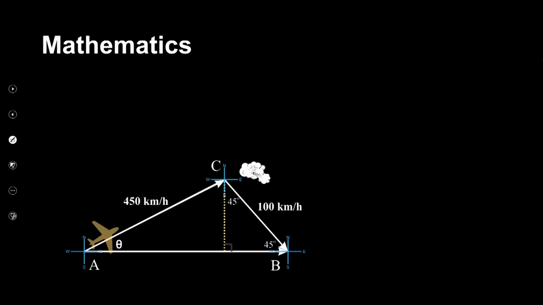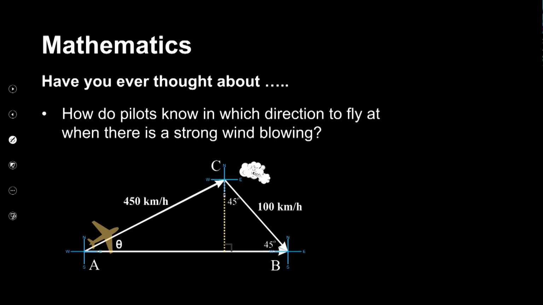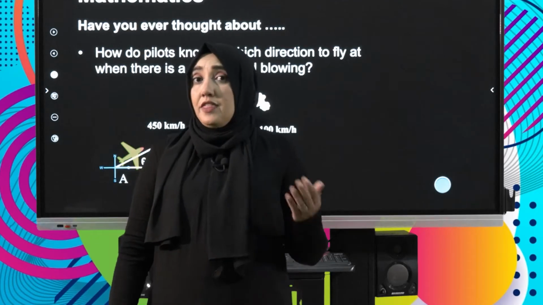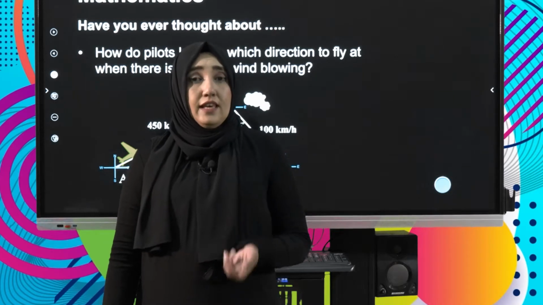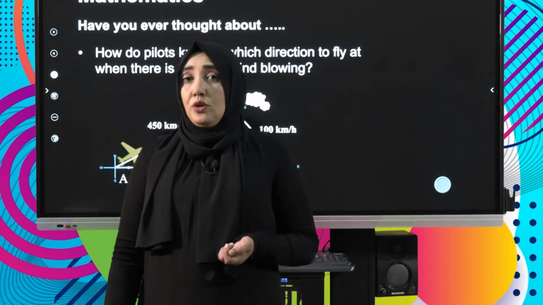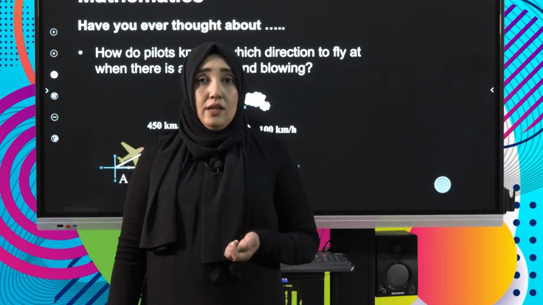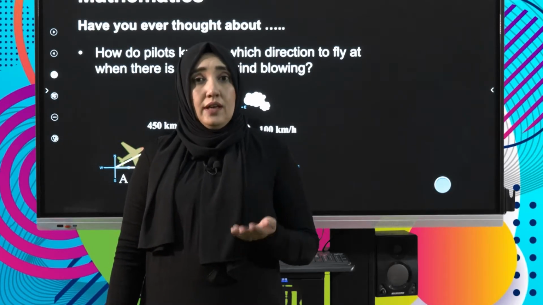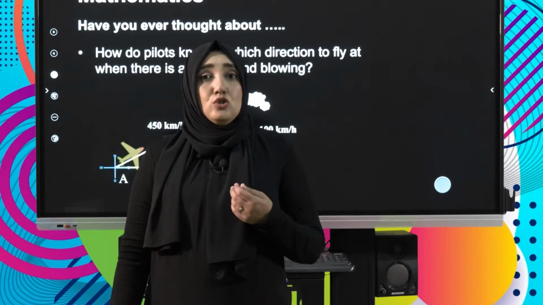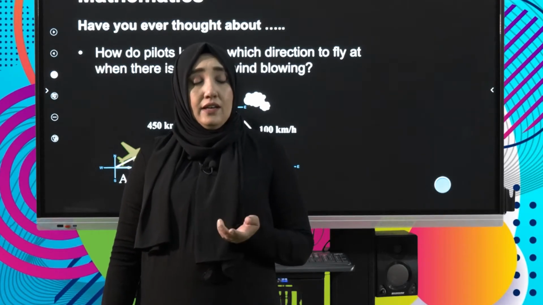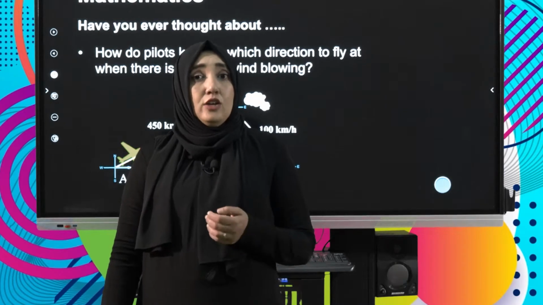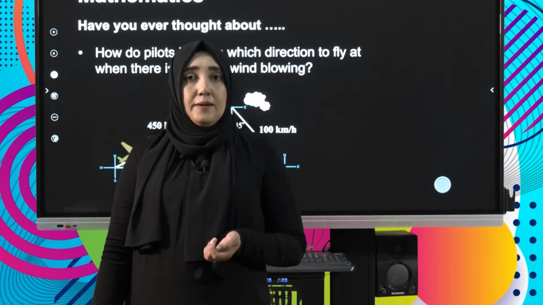Have you ever wondered how it is that pilots know in which direction to fly when there is a strong wind blowing? That's going to be one of the questions we're going to answer at the end of this session. We're going to look at how flight engineers use trigonometry to draw a triangle, and use some of the rules we do today to solve that triangle and find the angle at which the plane needs to fly in order to reach its destination.